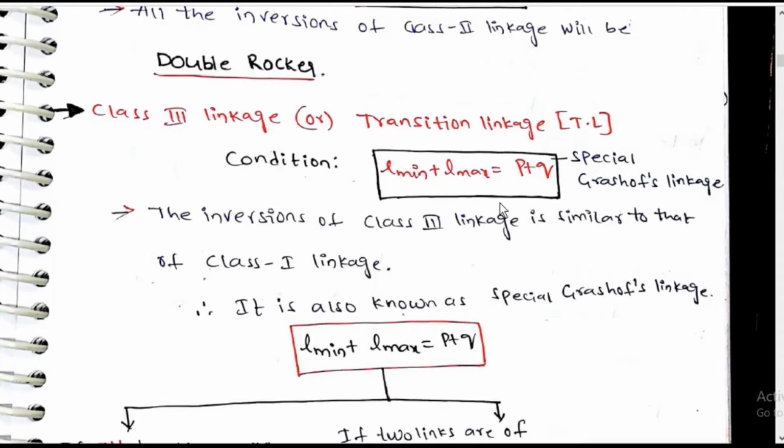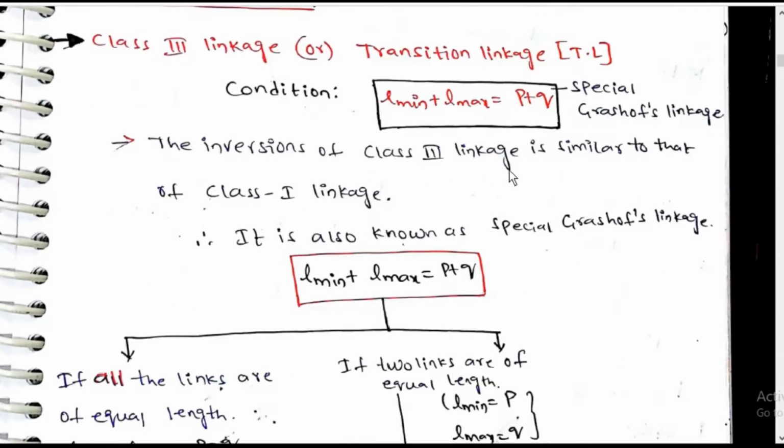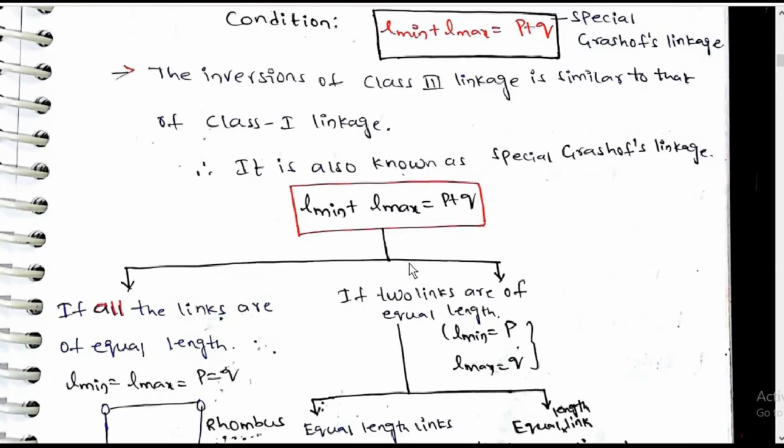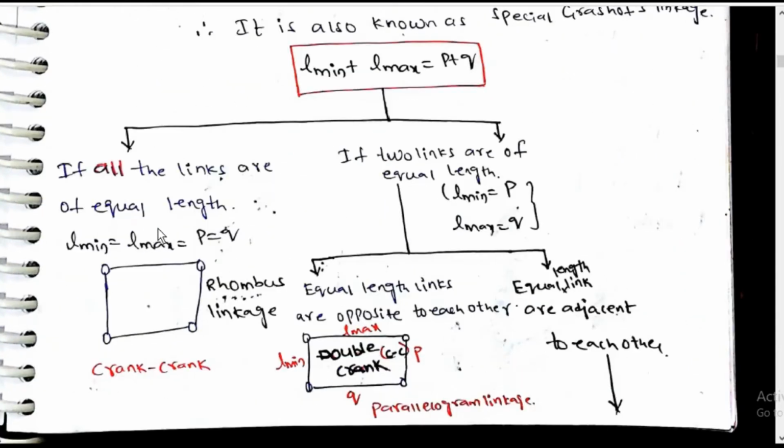Special Grashof's linkage. The inversions of class 3 linkage are similar to that of class 1 linkage. It is also known as special Grashof's linkage. Lmin plus Lmax is equal to P plus Q. If all links are of equal length, Lmin is equal to Lmax is equal to P is equal to Q, then crank rhombus linkage. If two links are of equal length, Lmin is equal to P, Lmax is equal to P.